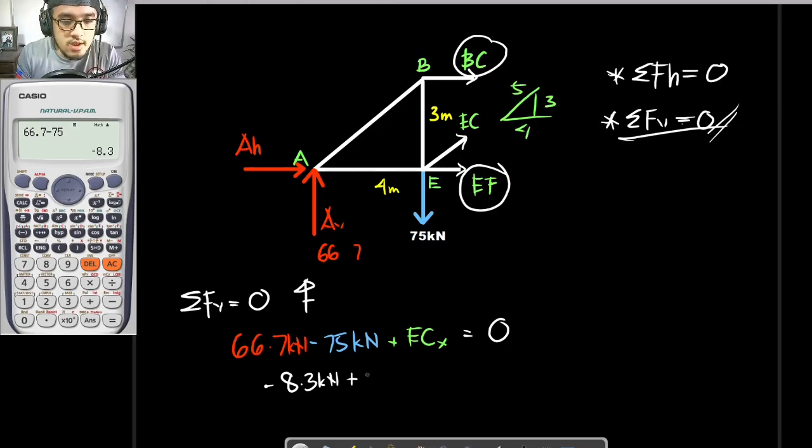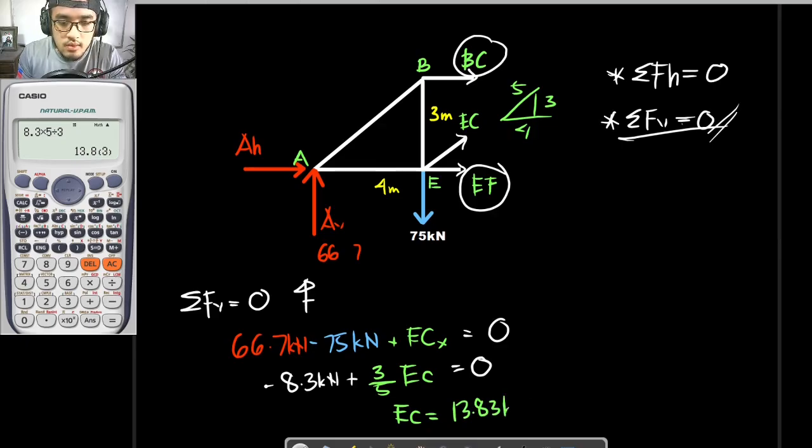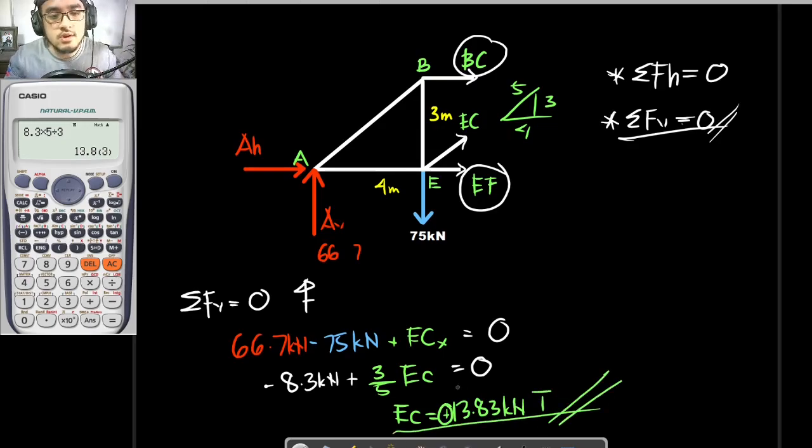So from that, I would be using 3/5 EC. Or if you are given the angle, that is to be EC sine theta. So basically 3/5 is equal to sine theta. Okay, so solving for our value of EC, this should be equal to 0. Looking at the calculator to your left, I would be transposing 8.3 to the other side, so that would become positive 8.3. Then cross multiplying, that is to be times 5/3. So that is to be 13.83, which is positive. So EC is equal to positive 13.83 kilonewtons, and the positive sign right here indicates that it is in tension. So method of sections would be as simple as that.